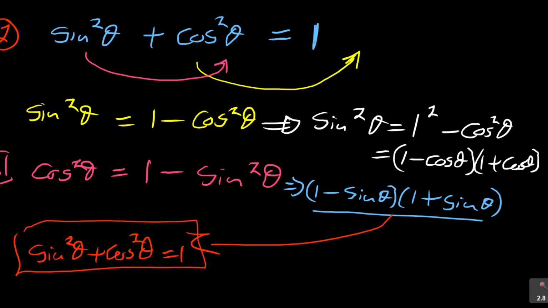If they give you that, you see, there are 4 ways you can actually rewrite that. So this is an important identity.